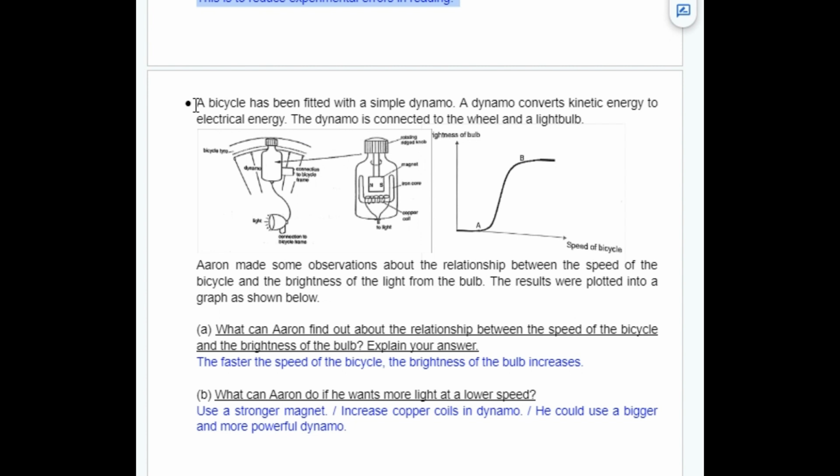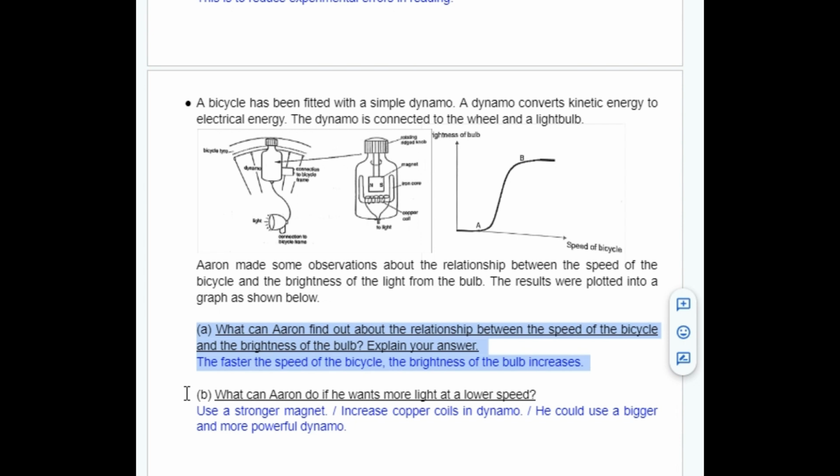A bicycle has been fitted with a simple dynamo. A dynamo converts kinetic energy to electrical energy. The dynamo is connected to the wheel and a light bulb. Aaron made some observations about the relationship between the speed of the bicycle and the brightness of the light from the bulb. The results were plotted into a graph as shown below. What can Aaron find out about the relationship between the speed of the bicycle and the brightness of the bulb? Explain your answer. The faster the speed of the bicycle, the brightness of the bulb increases.